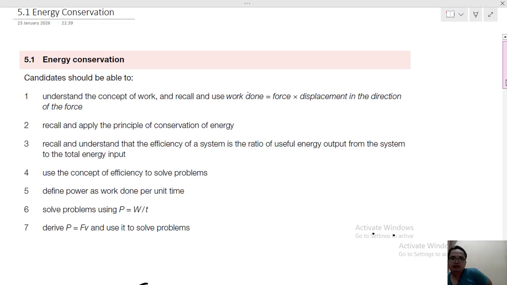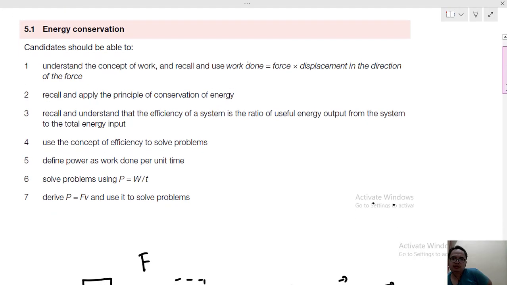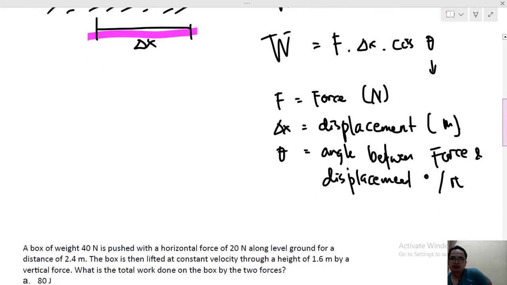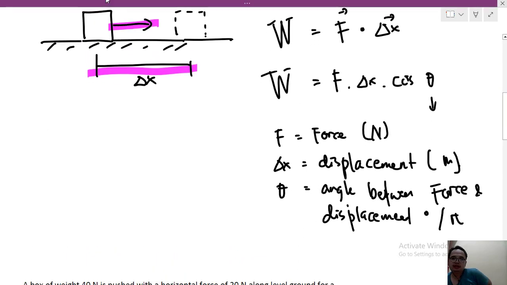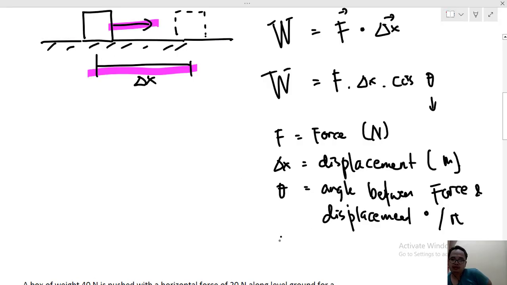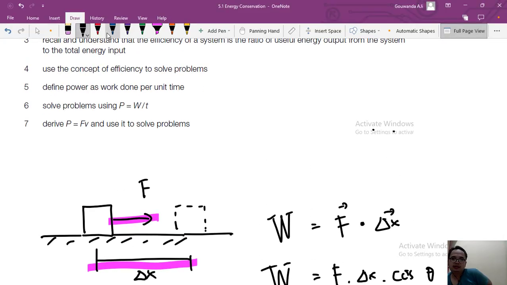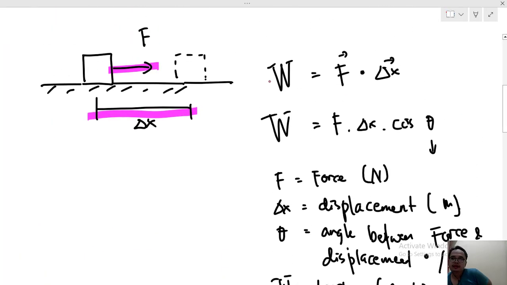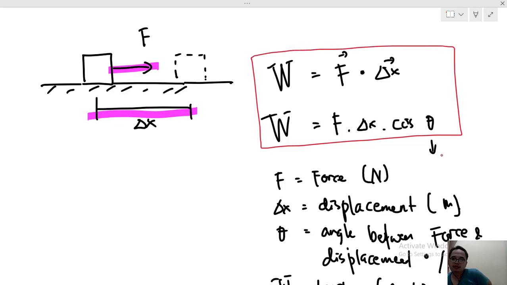And then we will recall and apply the principle of conservation of energy. Oh yeah, sorry, the unit of work. The unit of work is joule. Joule is a very popular unit. The unit of energy is also joule, you have to know. Okay, we have these two basic equations of work done.